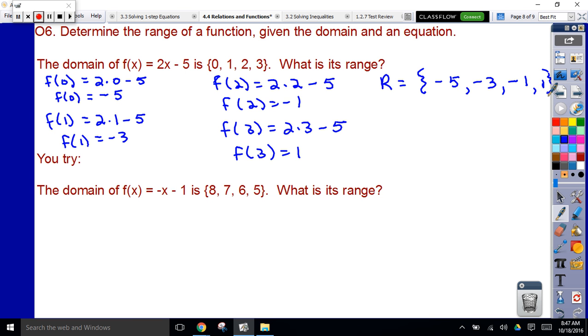Okay, next one is one for you to try. So it gives you another equation, gives you its domain, and you are finding its range. Okay, first volunteer to just explain to me what it is we're going to do here. Any other volunteers? Go ahead, Athena.